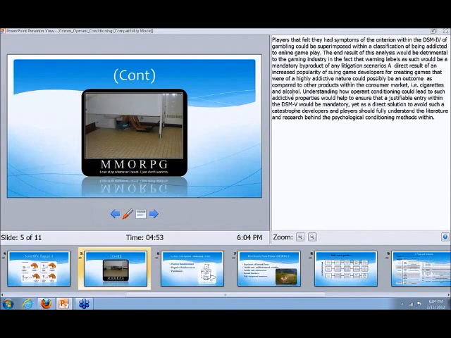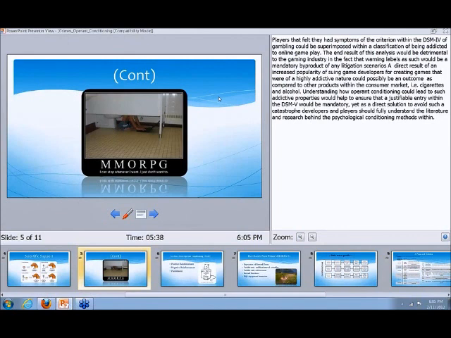The end result of this analysis would be detrimental to the gaming industry in the fact that warning labels as such would be a mandatory byproduct of any litigation scenarios, a direct result of an increased popularity of suing game developers for creating games that were of a highly addictive nature, as compared to other products within the consumer market, for example, cigarettes and alcohol. Understanding how operant conditioning could lead to such addictive properties would help to ensure that a justifiable entry within the DSM-5 would be mandatory, yet as a direct solution to avoid such a catastrophe, developers and players should fully understand the literature and research behind the psychological conditioning methods within.